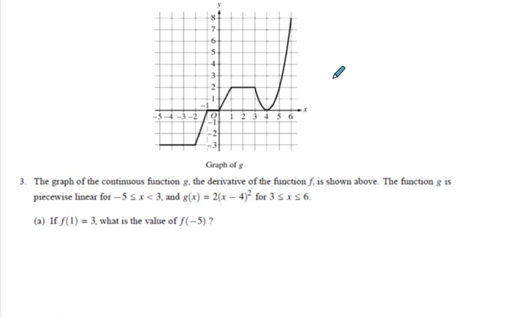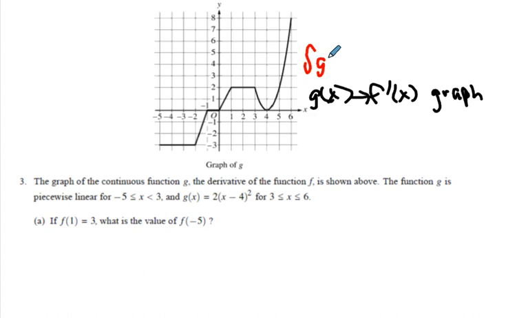So the first piece, they tell us that g of x is the derivative of f of x. And that's the graph that we're given. Which means if we took the integral of g of x, it would be f of x, right? Which is the area under the curve.